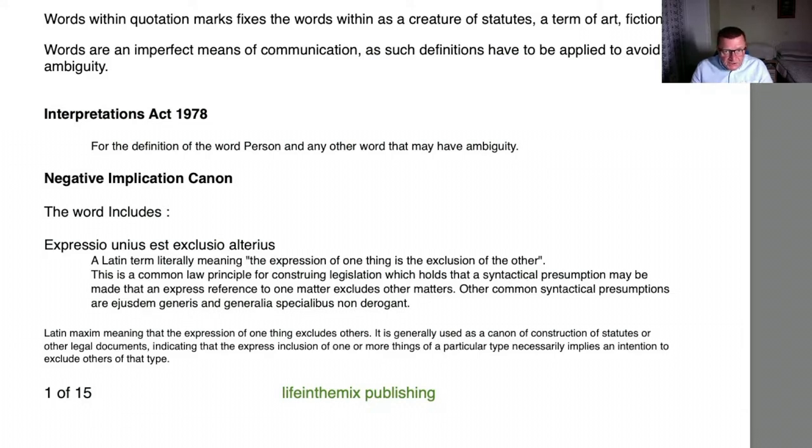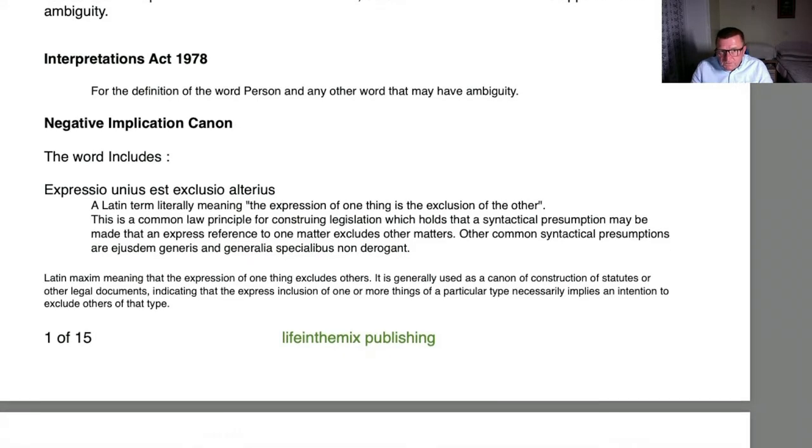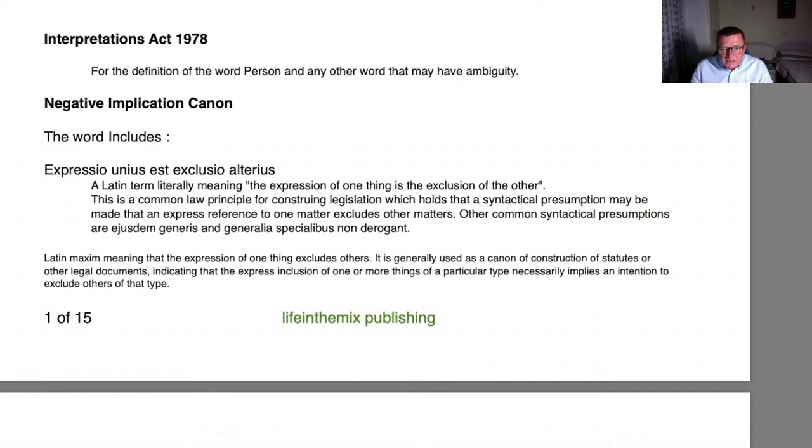A negative implication canon, and this is relating to the word itself, includes. Okay, so the word includes is expressio unius est exclusio alterius. It's a Latin term literally meaning the expression of one thing is the exclusion of another. So if they're expressing the word person, another term, then they're expressly excluding the word man. So that's how they're structuring it. So includes is excluding everything else. So then it'd be worth looking at some words you're not sure about, looking at how the Interpretations Act actually defines them, so that you understand how they're using them.